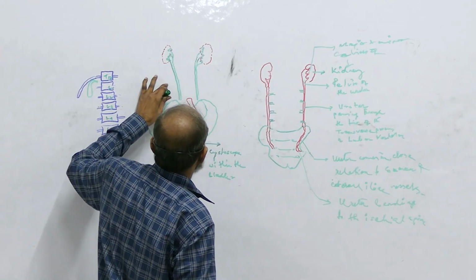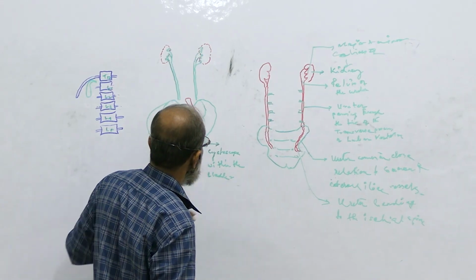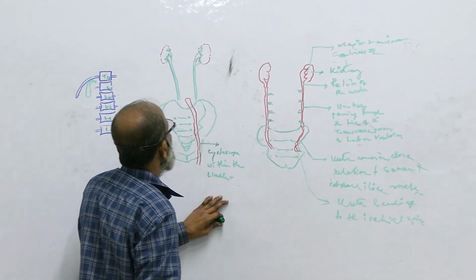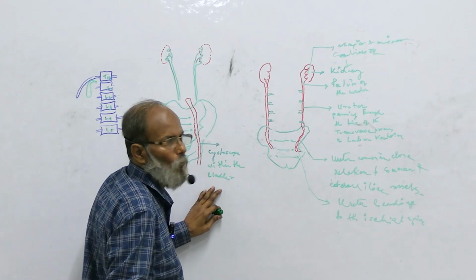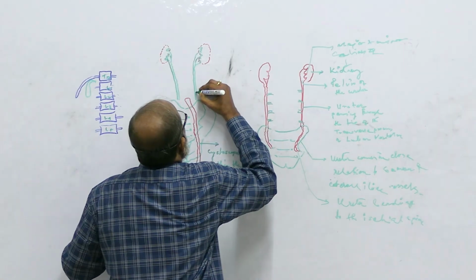And in case of the ascending pyelography, this is the cystoscope within the bladder, and the dye is pushed up.